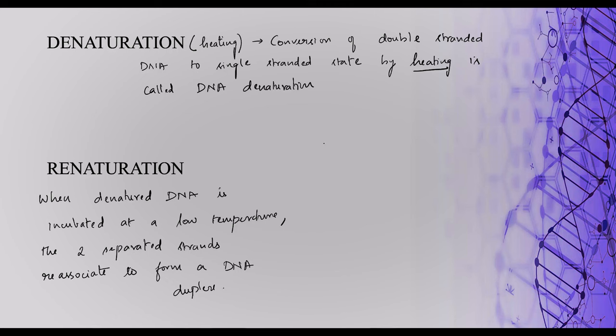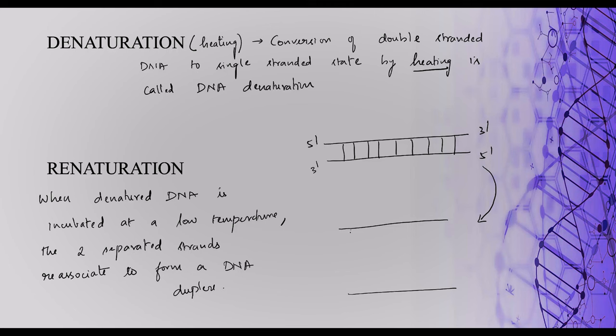Let me draw the strand here first. This is considered as a DNA. These are the hydrogen bonds between the nitrogen bases. Now I'm going to denature this DNA with the help of heating. Now the strands get separated. If we incubate this denatured DNA at low temperature, we can reassociate the strands. So this process is DNA denaturation and this is DNA renaturation. So that's it.